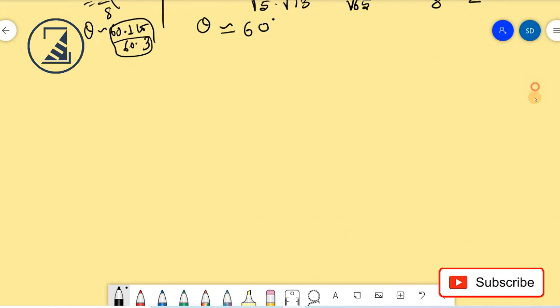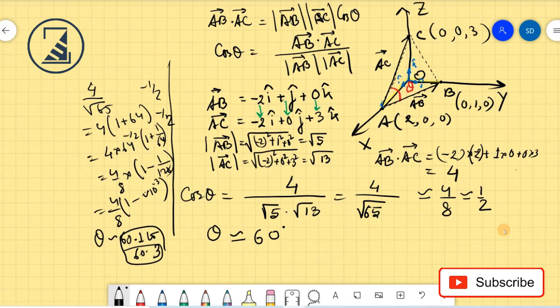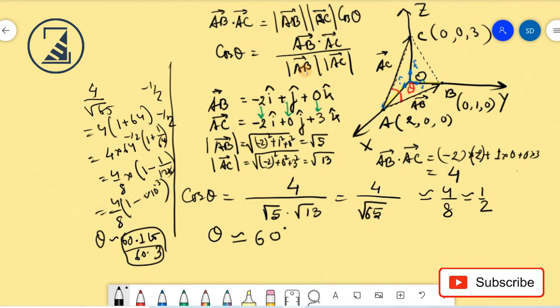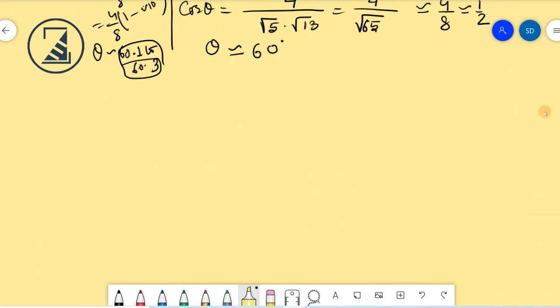Now one thing to note is that the cos theta here came to be positive. This mod of AB is positive, this mod of AC is positive, but AB dot AC might be negative. So cos theta can also be negative, and that would imply that the angle that we are talking about is not an acute angle, it's an obtuse angle. So let's write this down.